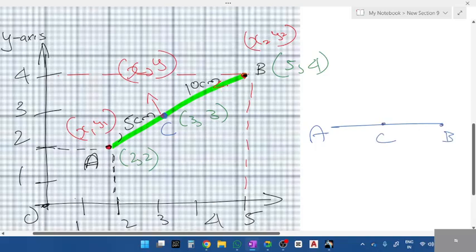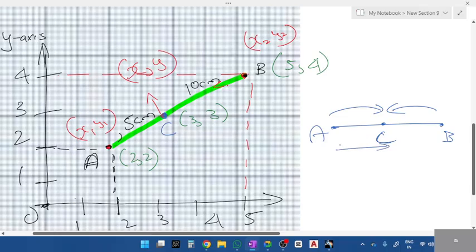C is exactly in the center, students. A and B are given. Both the speeds are the same. Who will reach first? Both will reach at the same time.